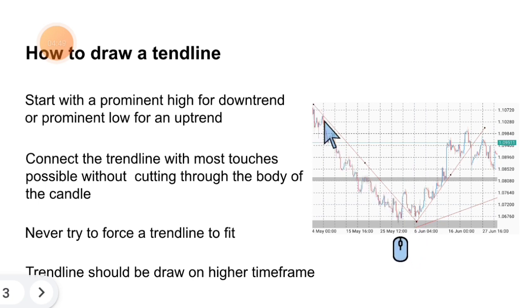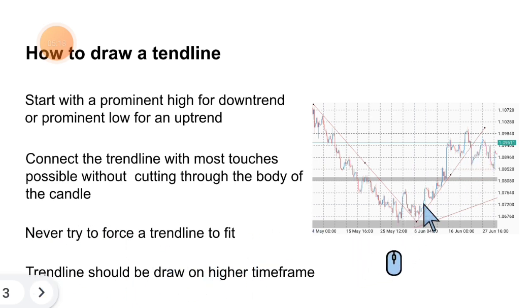You start from the prominent high for a downtrend or the prominent low for an uptrend, and then you draw it. Now connect the trend line with most touches. You can see we have one touch here, another touch here, and then you can see how price broke through the trend line at this point, retested, and then we had an uptrend. Now, never try to force a trend line to fit.